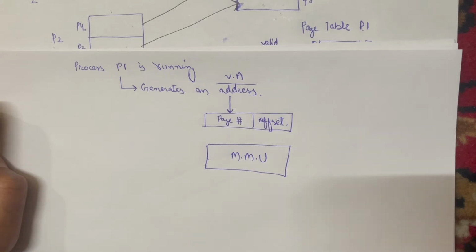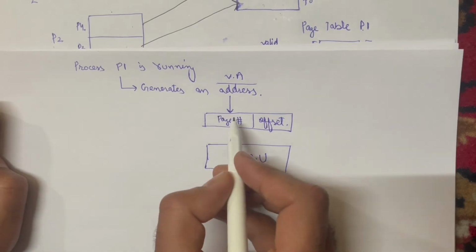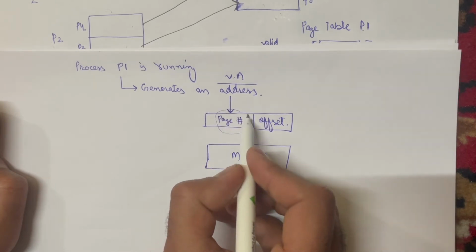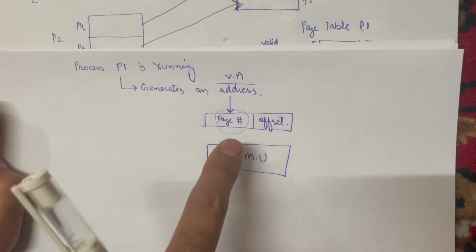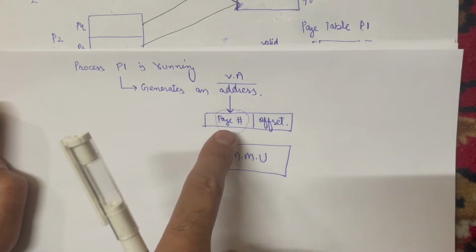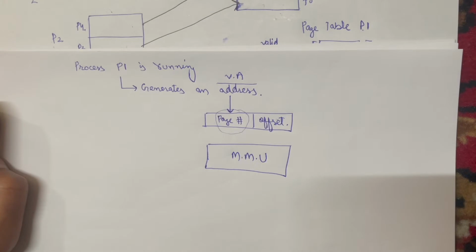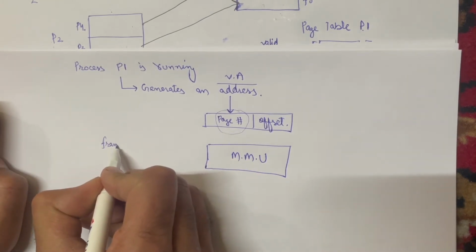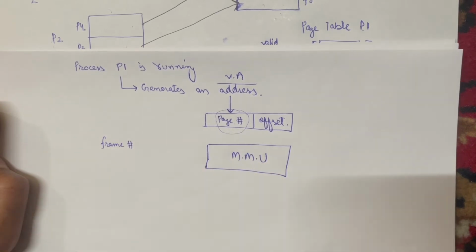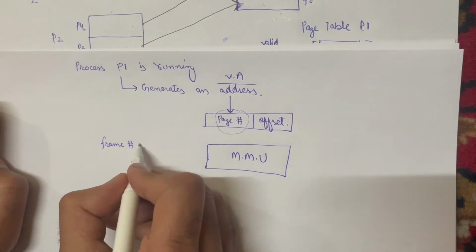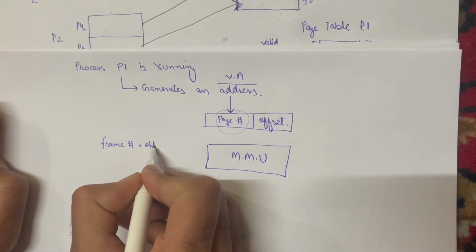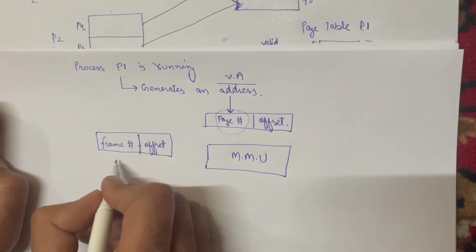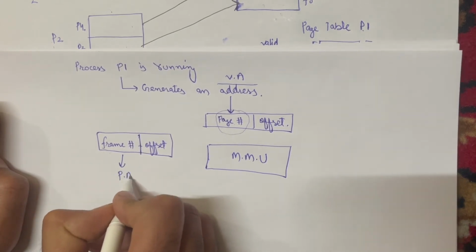What this memory management unit has to do is see at which frame this page number of process P1 is mapped. So from this page number, we need a frame number into which this particular page is mapped. And to this frame number, we will add an offset. So this frame number and these 11 offset bits will give us the physical address.